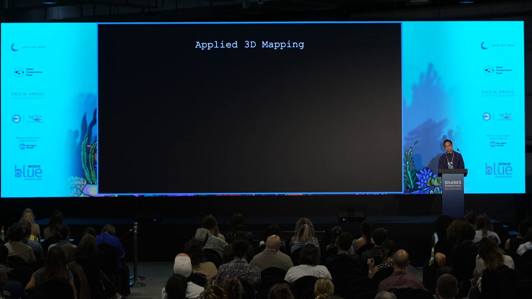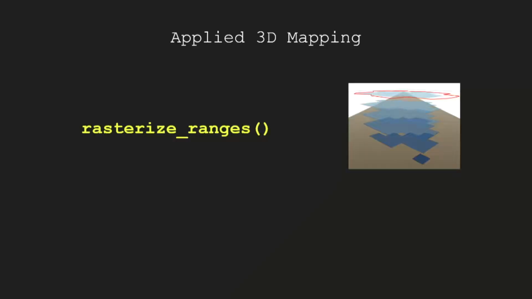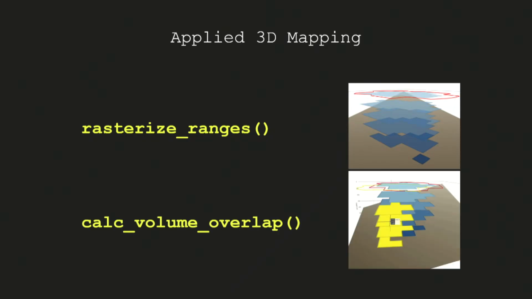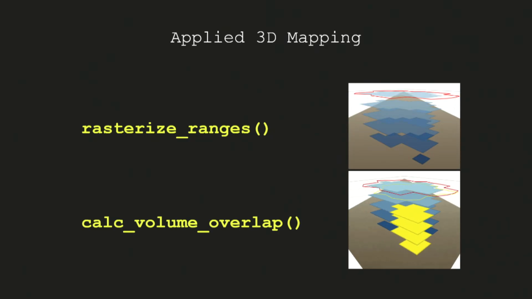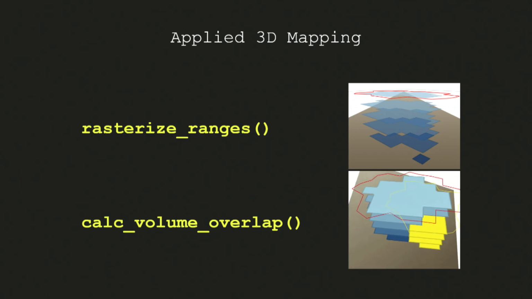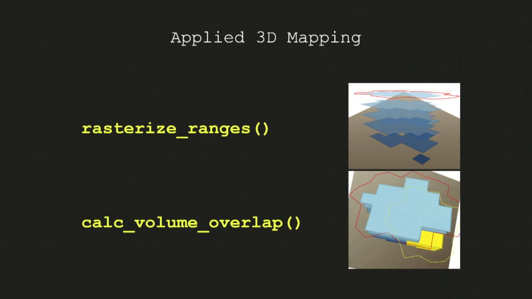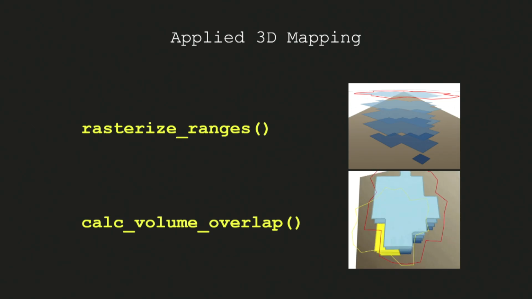If we were to take that workflow and represent it in the code from my package, we first have a function for rasterizing, or creating that raster stack, from the ranges. And then we have the next function here for calculating the volume of overlap between the stacks. What we just walked through visually, showing it in code, looks something like this.